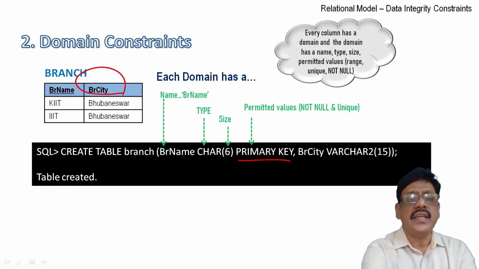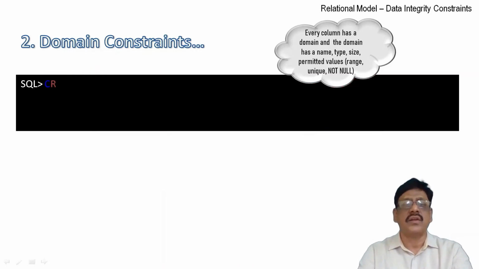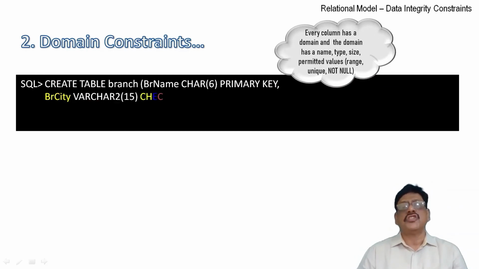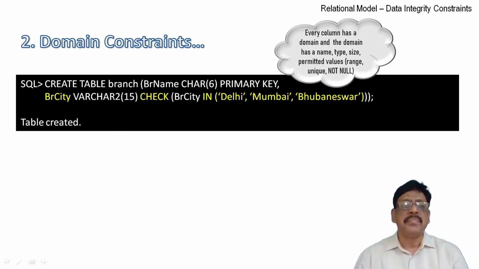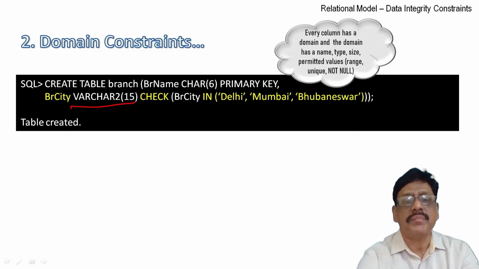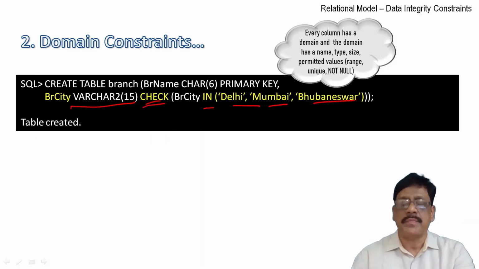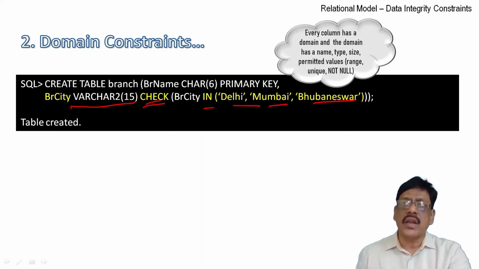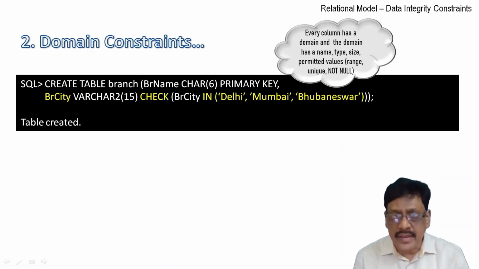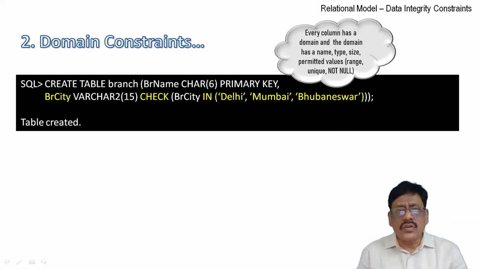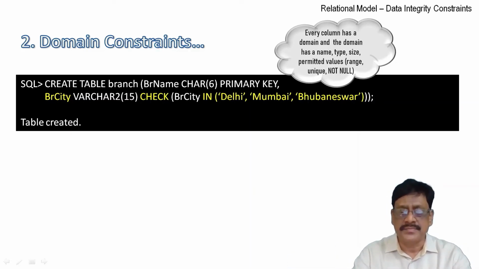Similarly, for the city we can also define a domain constraint. Look at here. We write: create table branch (branch name character 6 primary key, branch city varchar2 15). We write a check constraint: branch city in Delhi, Mumbai, Bhubaneswar. I mean, the system will not allow entering any value other than Delhi, Mumbai, Bhubaneswar. If somebody would like to insert Chennai or Kolkata, or in short write BBSR, or instead of Delhi say New Delhi, the system will not accept.